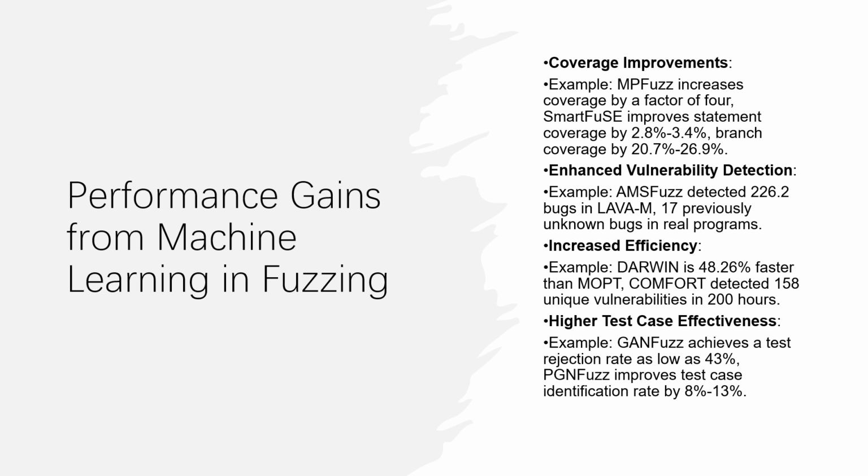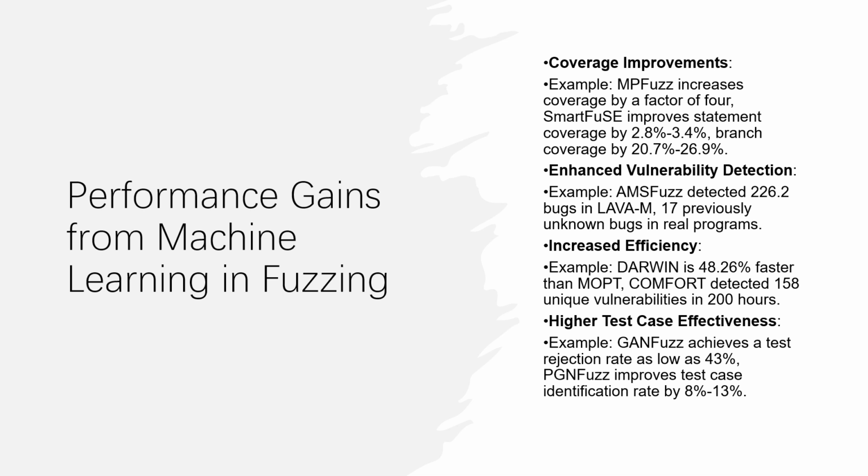ability to trigger crashes. For instance, MP-Fuzz improved coverage by a factor of 4 over conventional fuzzers, while SmartFuzz improved statement coverage by 2.8 to 3.4 and branch coverage by 20.7 to 26.9. In terms of vulnerability detection capabilities, machine learning-based fuzzers have demonstrated significant improvement in detecting vulnerabilities. For example, AMS Fuzz discovered an average of 226.2 bugs in the Lava M dataset, exceeding previous unknown bugs in real programs.